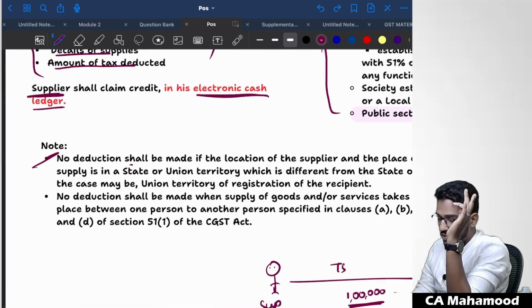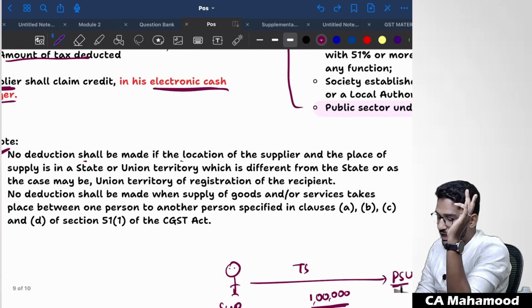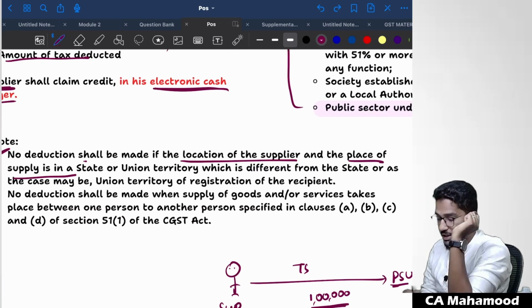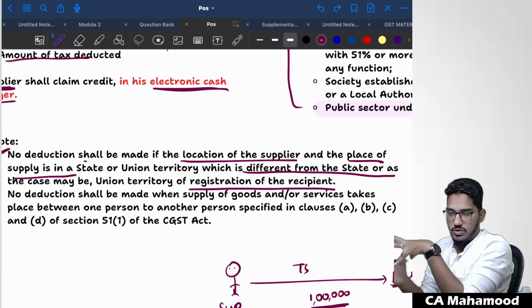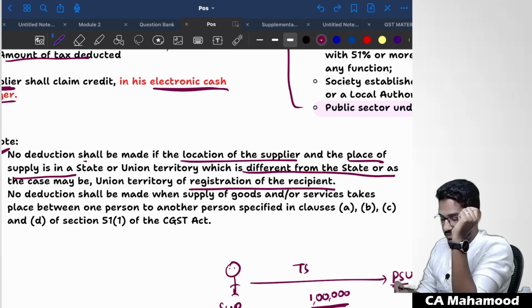One such case is: no deduction shall be made if the location of the supplier and the place of supply are in one state or union territory, which is different from the state or, as the case may be, union territory of registration of the recipient. In this case, TDS shall not be deducted. Why? The logic I will not go into in detail because this is revision. I will try to revise it quickly.